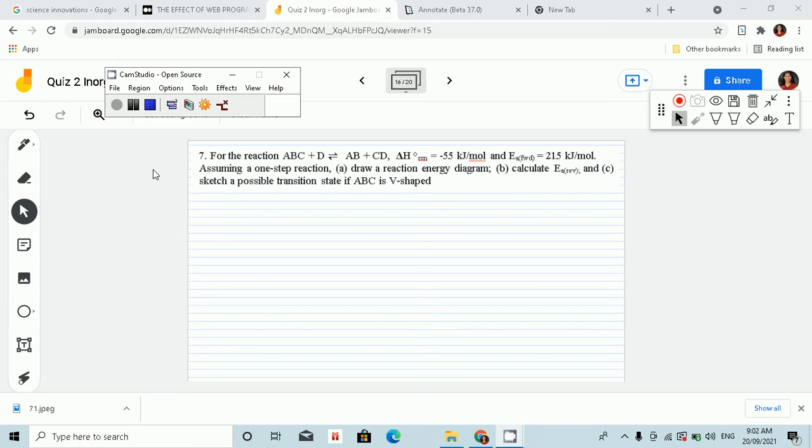Calculate the activation energy reversed and sketch a possible transition state if ABC is V-shaped. Okay. So before we treat this problem, let's first discuss the energy diagram.